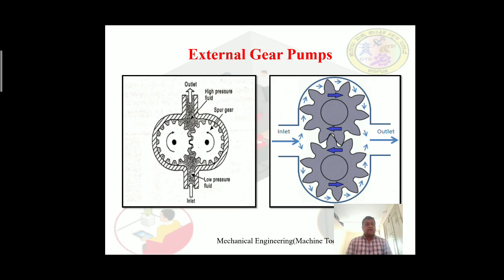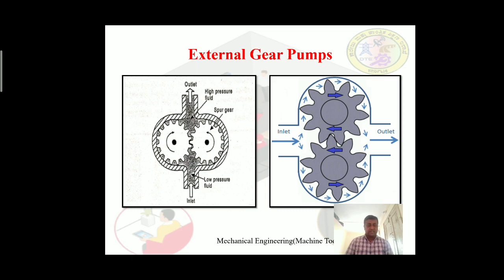As the gears mesh at the center, they form a seal between the inlet port and outlet port. This is the basic construction of the external gear pump. If you come to the operation, the gears rotate such that they come out of mesh at the inlet port.